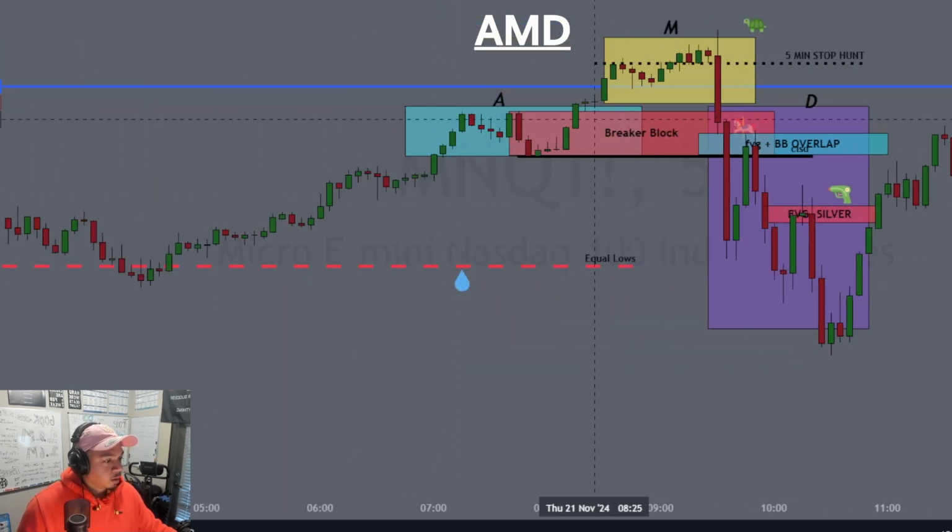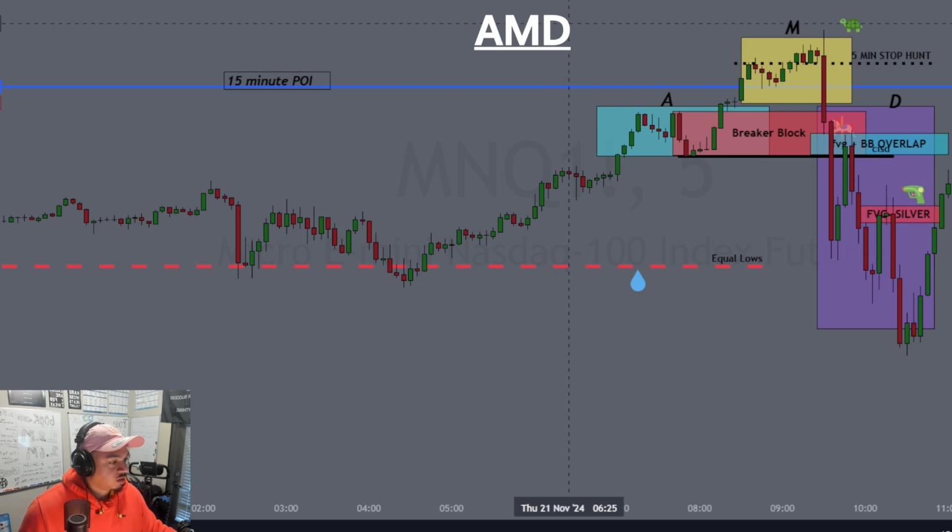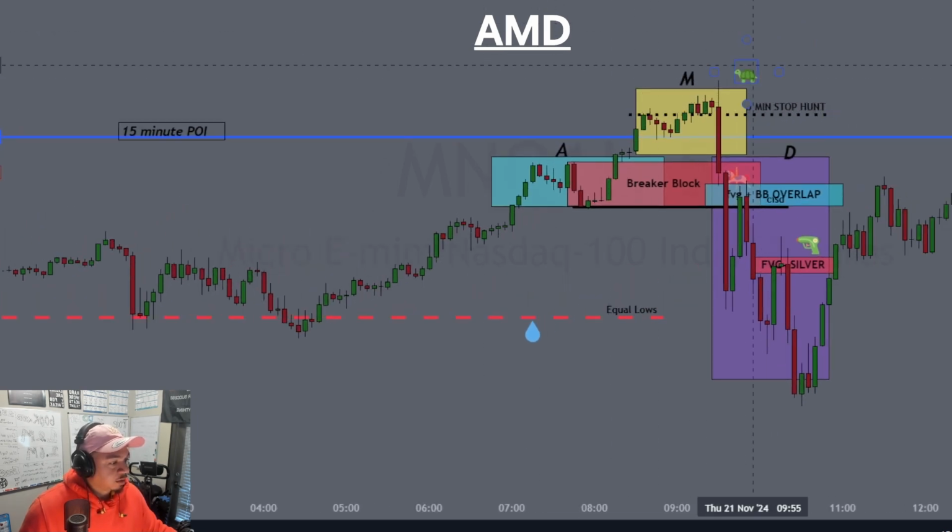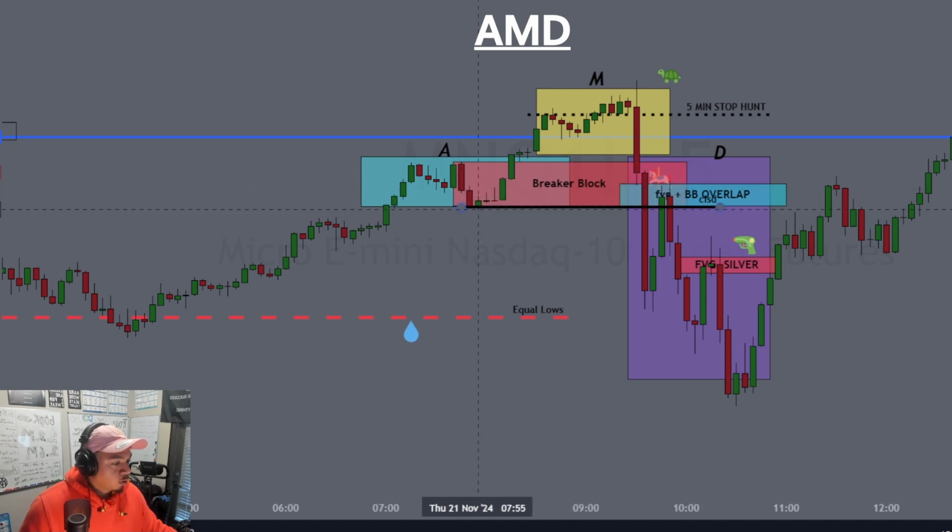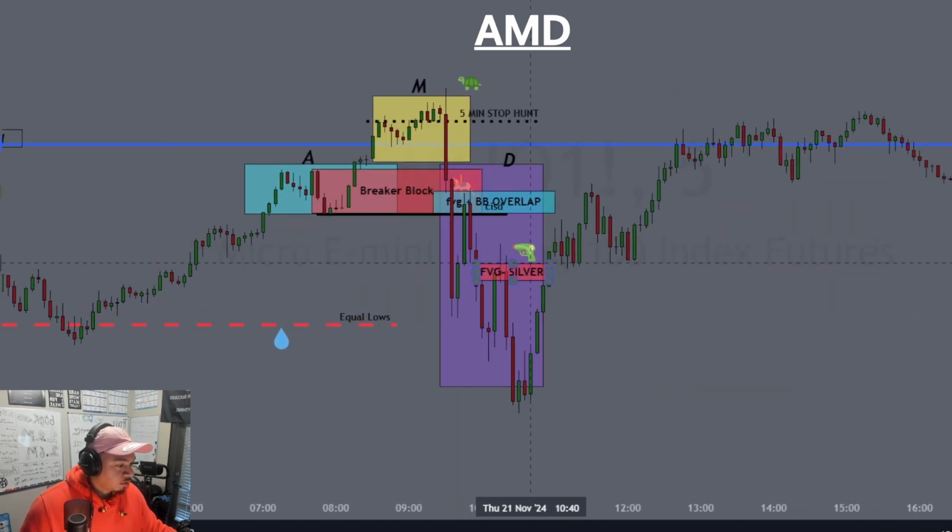We accumulated, manipulated above this point of interest. We got that 5-minute stop hunt for the turtle soup entry. Then we broke down. We took out that order block, turning it into a breaker block, and then overlapped with a fair value gap here for a unicorn entry. Once that further broke down, we had another fair value gap for a silver bullet entry, and then that trade would have been great.